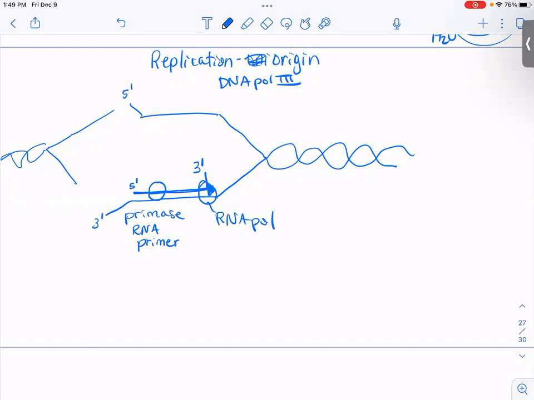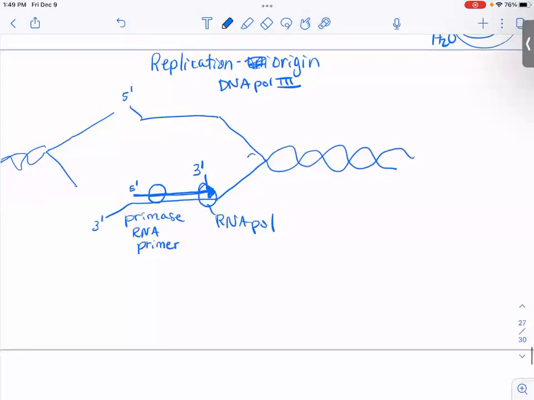What is keeping these two strands separate? There's an enzyme called helicase. We say that unzips the two strands. And there are some stabilizing proteins that keep that open.